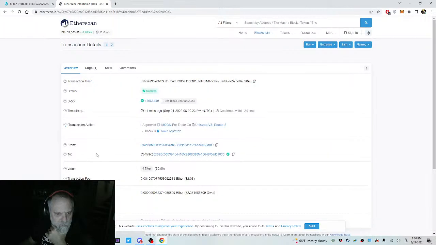Moon for trade. So how much is he spending? He's spending $2.08 per transaction. And he's made 200-some transactions with this bot. That right there in itself is $500. So where's his profit margin?